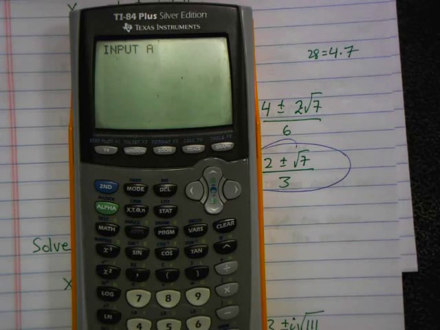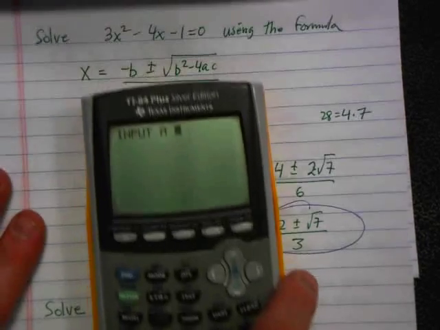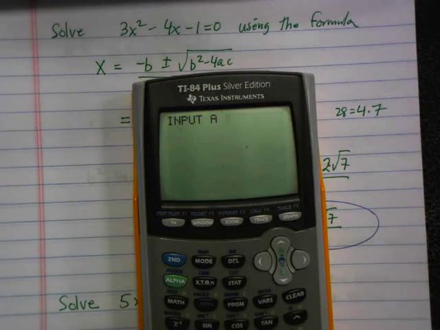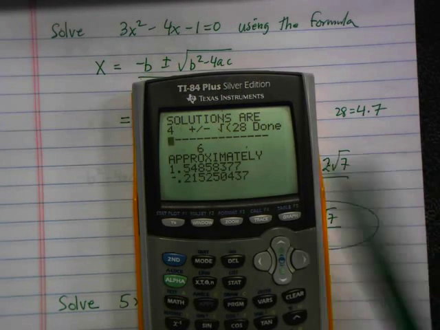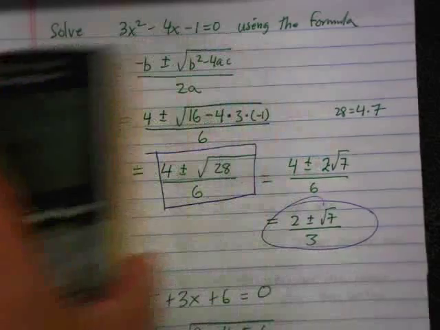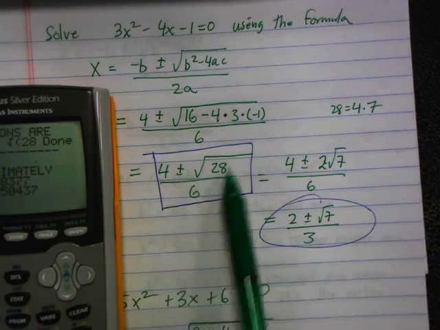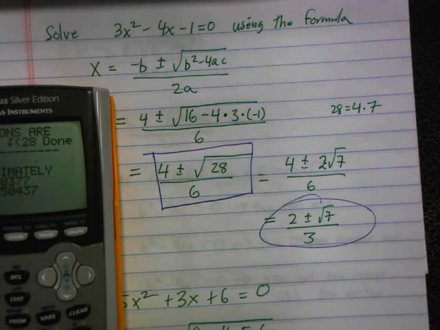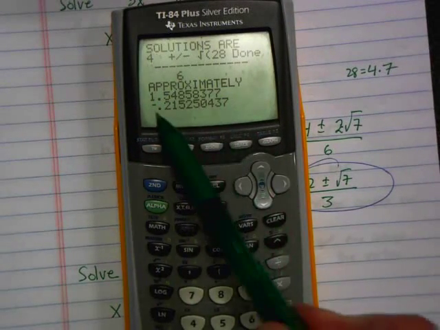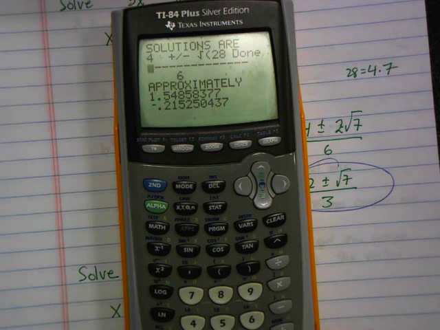What it asked me to do is it asked me to put in A. So this problem that we did a minute ago, A was 3. Put in B. B was -4, and C was -1. And my calculator tells me the answer is 4 plus or minus the square root of 28 over 6. And then my calculator even goes ahead and gives me decimal approximations.